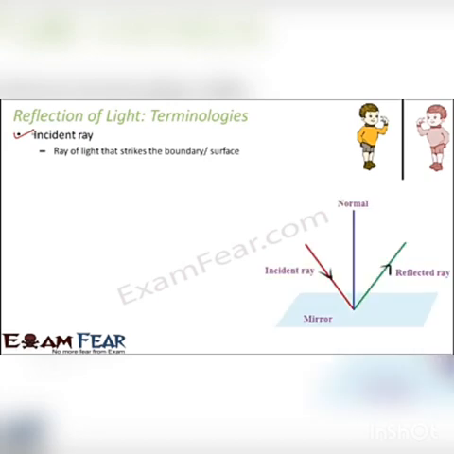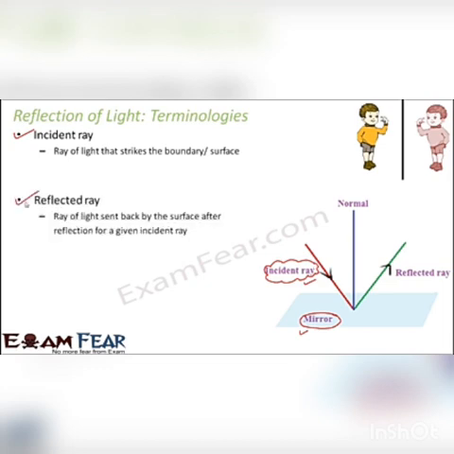that ray is called incident ray. So let us suppose this is a mirror. Mirror is nothing but a surface, because a mirror is a boundary which is separating two media. This side is air and this side is glass. So the mirror is acting as a boundary. So this ray of light which falls or strikes the boundary is called incident ray.